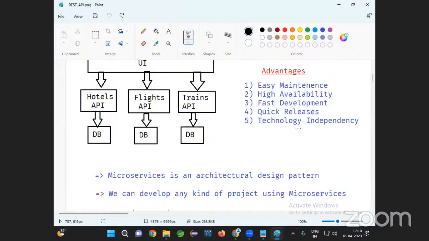What are the advantages of going with microservices? The first one is maintenance of the project will become easy. High availability will be available. Development will be faster and releases will be faster. And technology independence. What is the meaning of technology independence? Here all the backend APIs, we no need to develop by using one technology. Every API can be developed with the different technology.